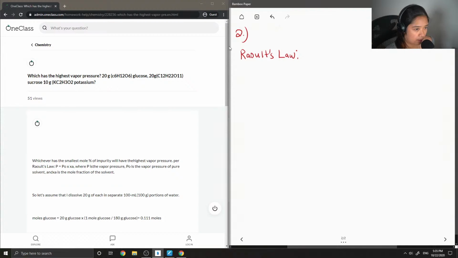And basically this law is pressure is equal to P naught times X, where P naught is the vapor pressure of pure solvent, and then X is the mole fraction.